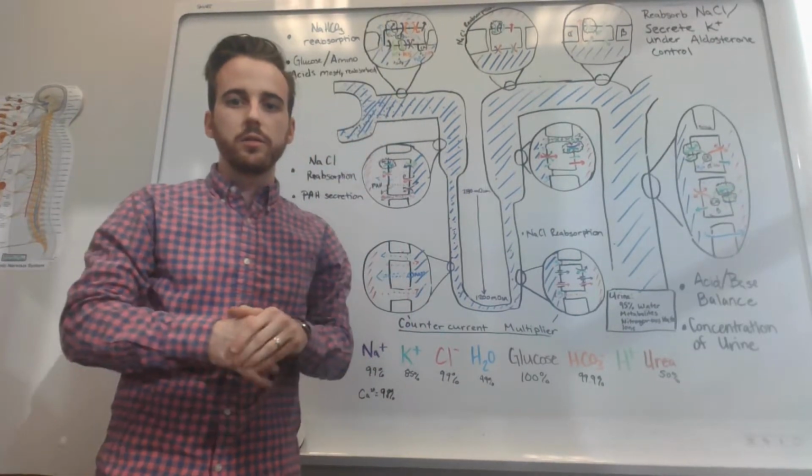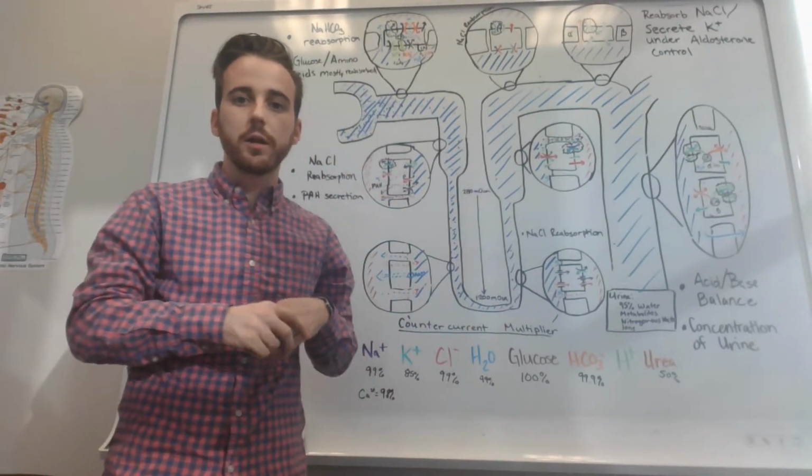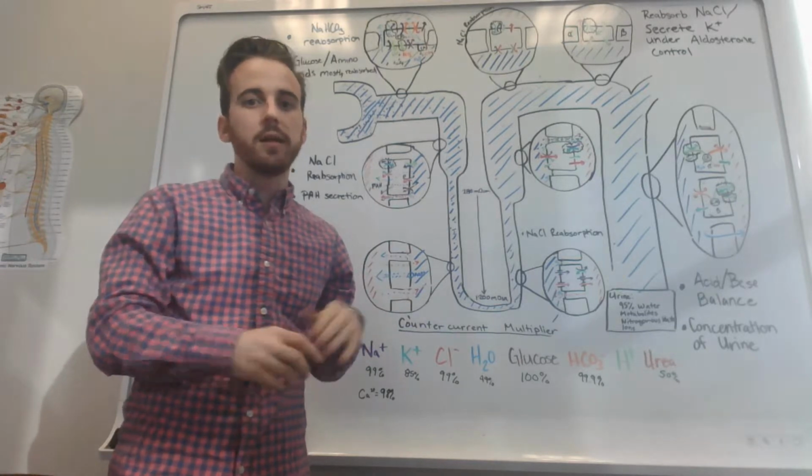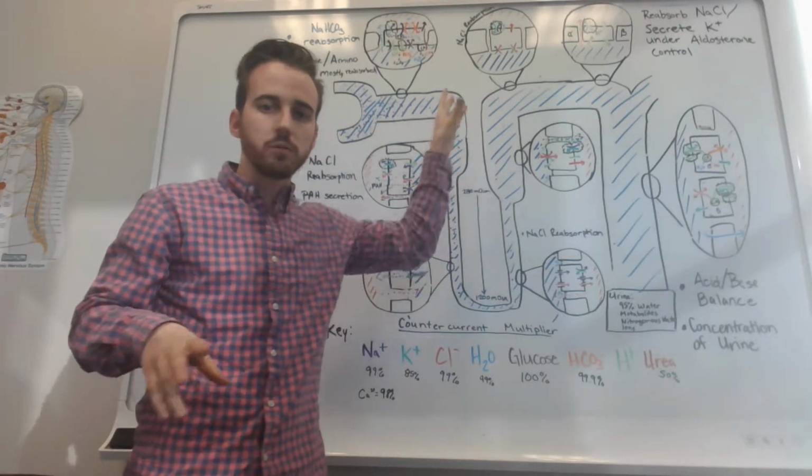This is part 2 of my series on nephron physiology. In this one, I'm going to be talking about the proximal tubule and its function. So let's go ahead and start with the proximal convoluted tubule.